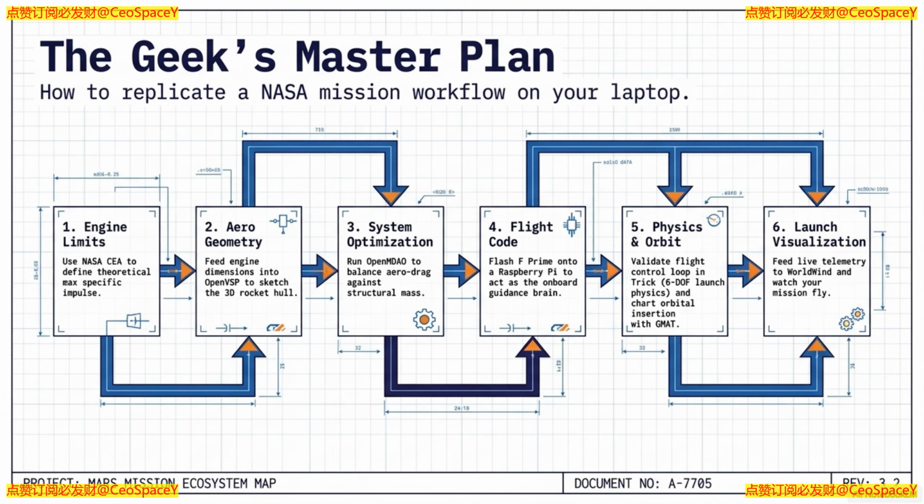We gave the rocket a brain using CFS or F'. We torture tested the physics in TRIC. We found our way in the dark using SPICE and GMAT. And finally, we watched it all unfold in Whirlwind. It is an unbroken chain of logic. NASA has taken the most brutal engineering challenges humanity has ever faced, solved them, and essentially handed the blueprints out for free. It's amazing. They aren't just an exploration agency. They are quietly one of the most generous and important open source software developers on the planet. They really have democratized literal rocket science for students, for startups, and for weekend geeks.